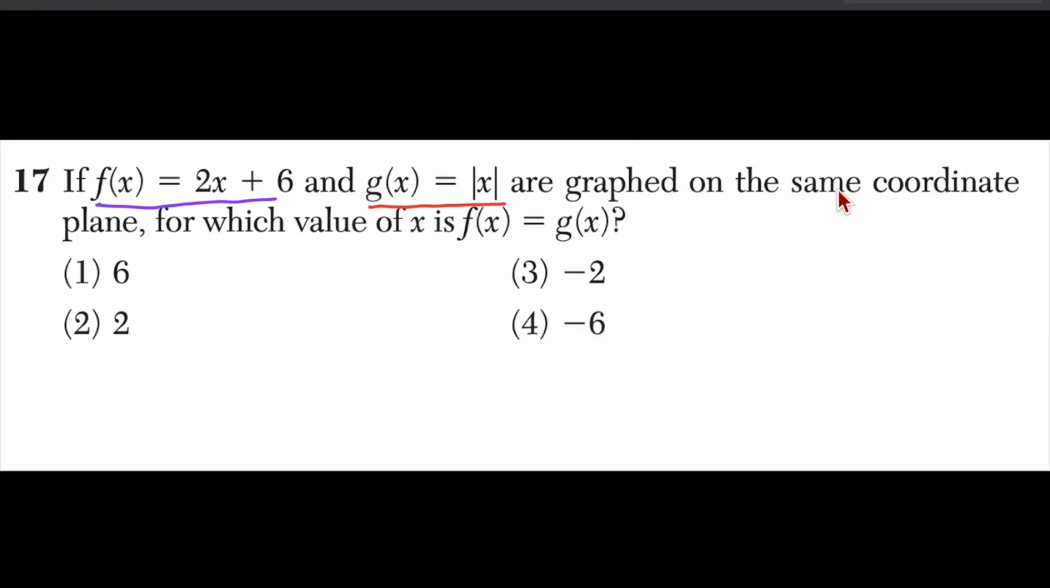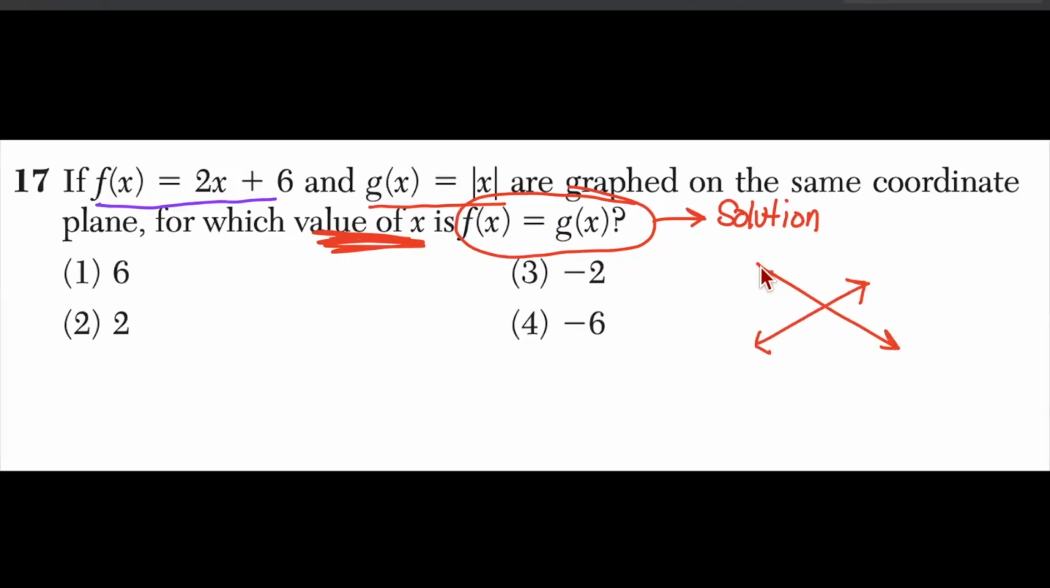Now it tells us that they're graphed on the same coordinate plane. For what value of x is f of x equal to g of x? Now, anytime you see this here, that's a big red flag that we're essentially looking for a solution to a system of equations. Okay, as I'm looking for the x value that causes the system to be equal. Okay, now again, we're thinking about what does a system of equations typically look like: I've got one line, I've got a second line, my intersection point is the solution.